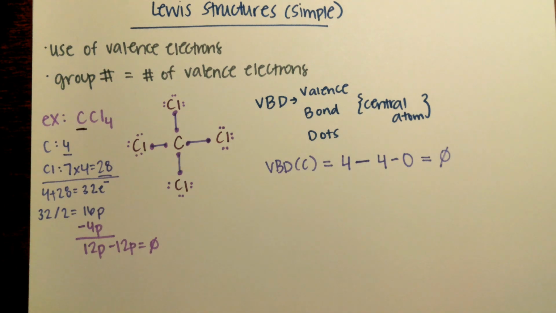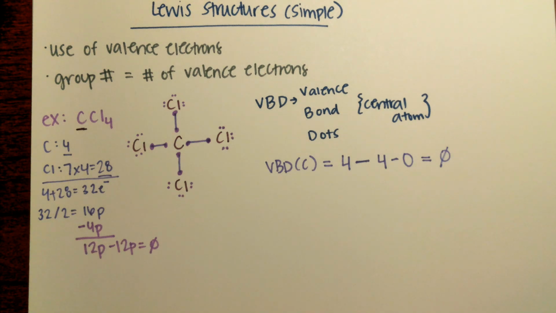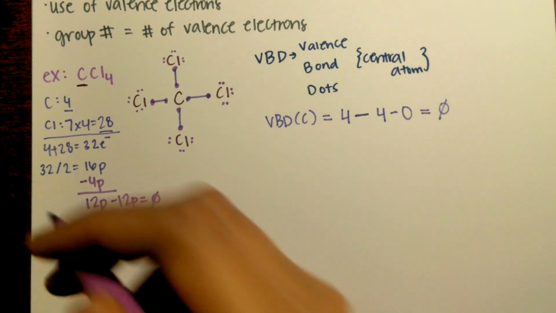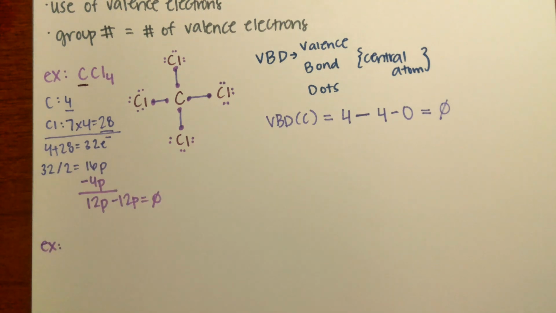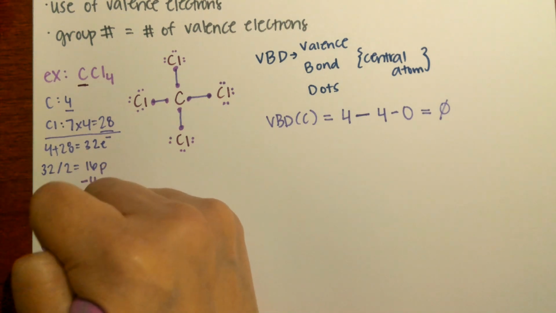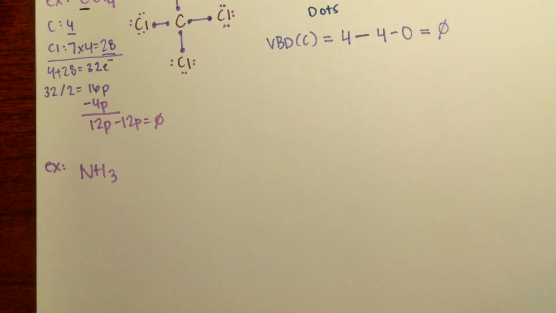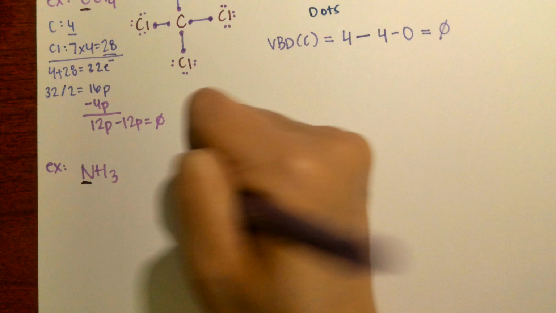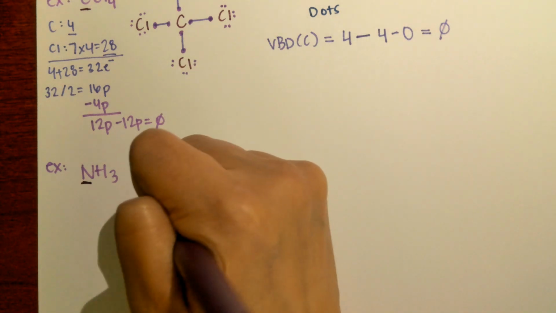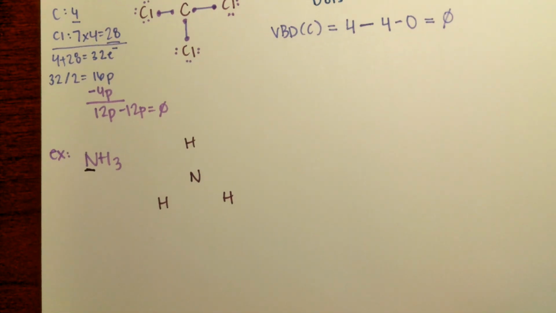All right, so I'm going to give you another example, when you actually need to have dots in the center. Example, NH3. First, we're going to look at our structure here. Nitrogen, N, is listed first, so that is centered in the middle. And then I put my 3 H's surrounding it. And then we do our math.